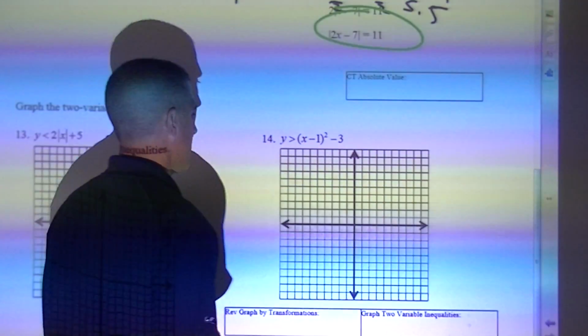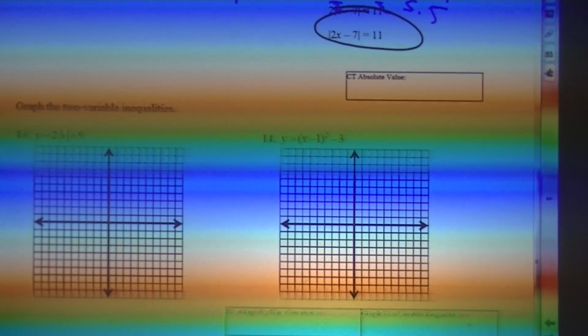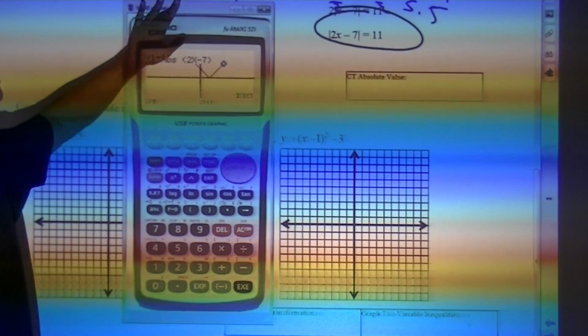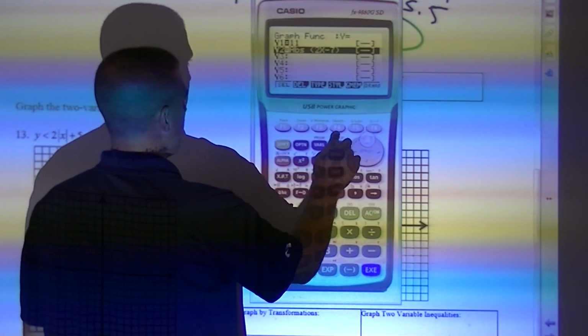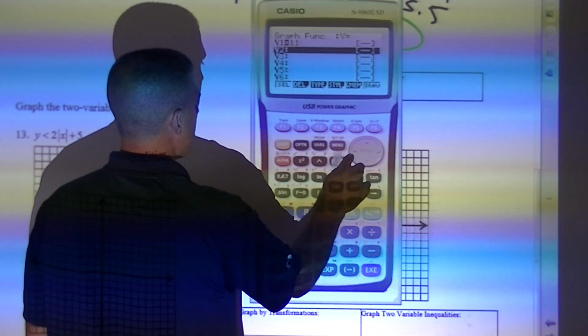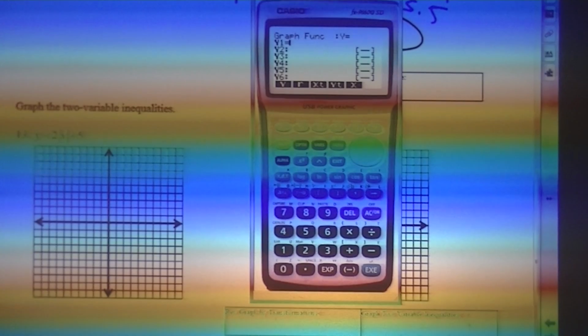All right? Absolute value inequalities with 2 variables. Now, just as a rule of thumb, here's what I would do. Let's go ahead and graph this in the calculator and see what we got. Now, somebody's going to say, well, Mr. Evans, we only have one equation. Yeah, that's right. We only have that right side.